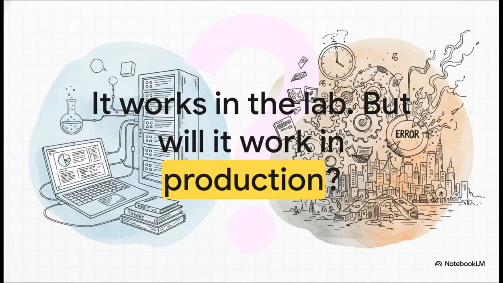So, you've done it. After weeks, maybe months of work, your model is performing beautifully in the lab. It's a huge achievement, but here comes the real question, the one that keeps engineers up at night. How on earth do you take this thing from a clean, controlled environment and make it work in the messy, chaotic reality of a live production system?